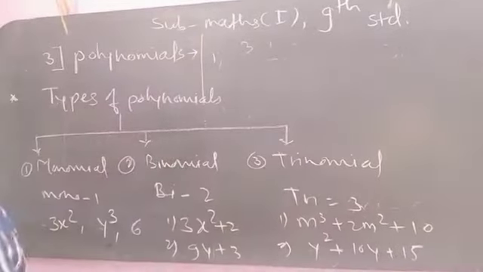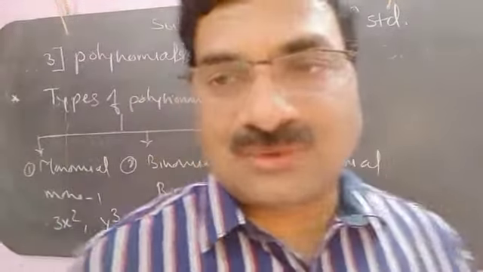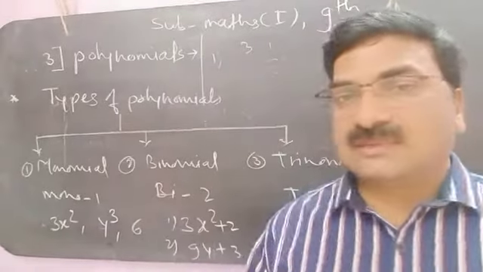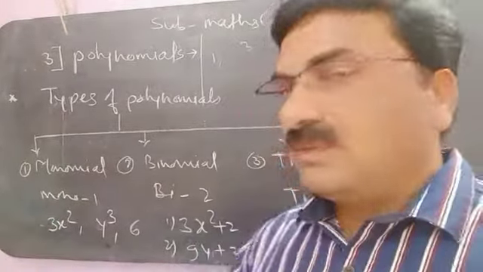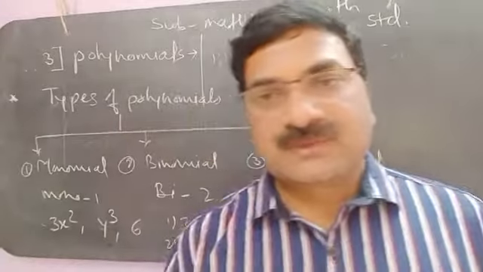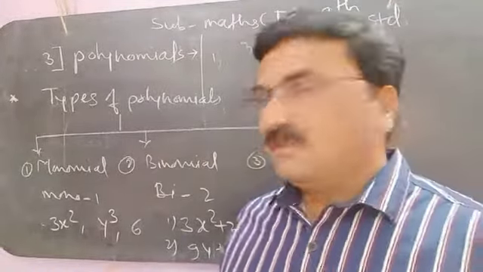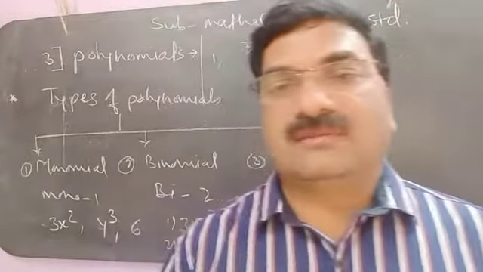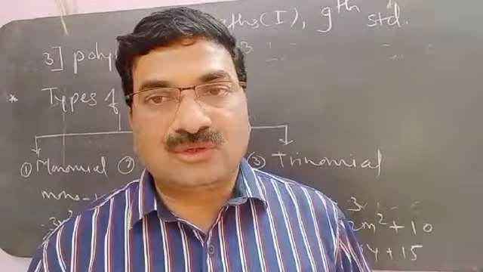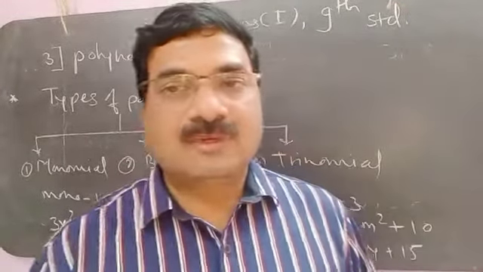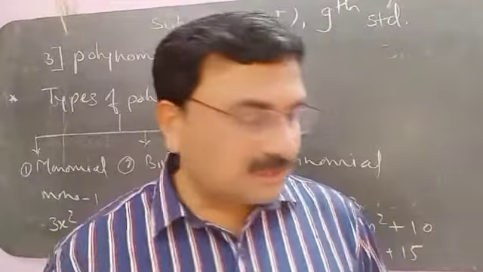This is a trinomial, that is, three terms are collected together. Two terms are collected together, binomial. Monomial, only one term is there, or sometimes it may be a constant term. Monomial, binomial and trinomial. These are the three types of polynomials. Got it? Take that down.